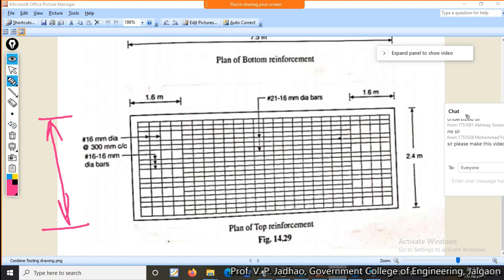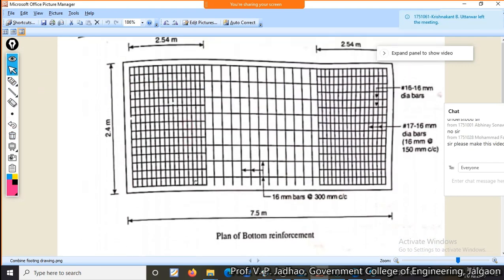We have already calculated the spacing of transverse reinforcement, which was 150 mm. Now we'll see first for the bottom face. For the bottom face, this 150 mm spacing is provided here. You can see these transverse reinforcement bars.